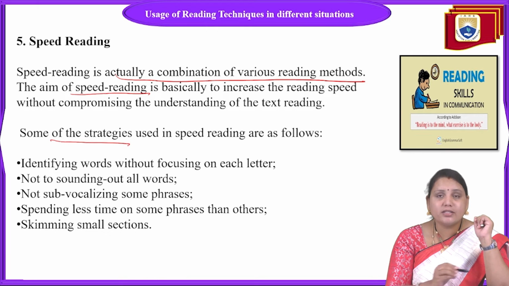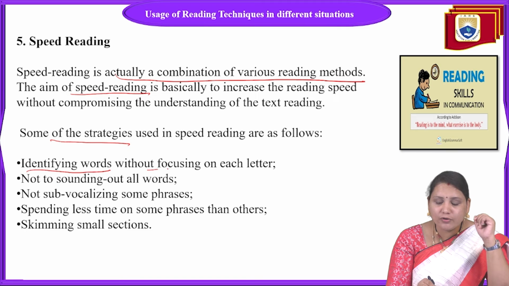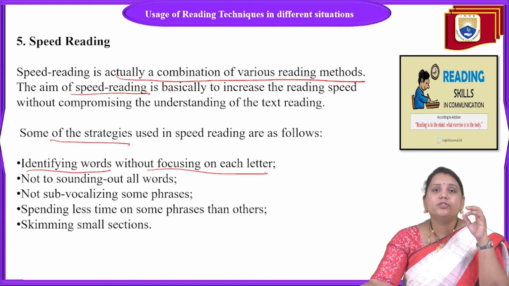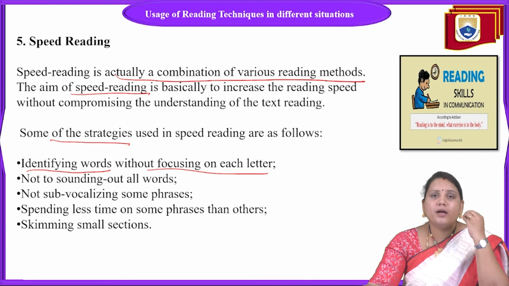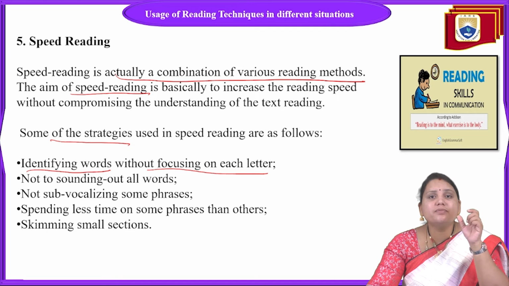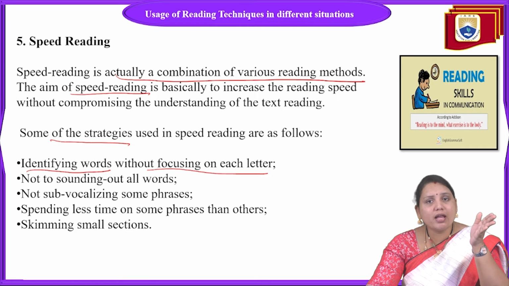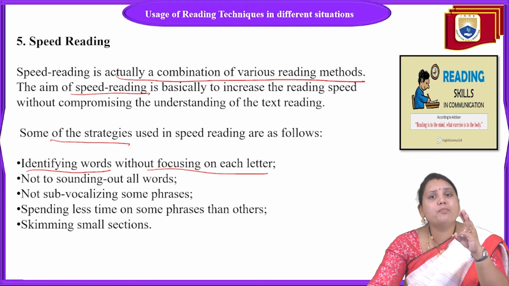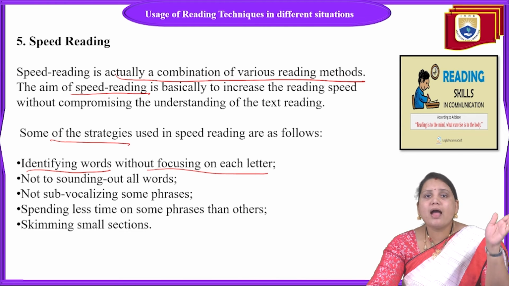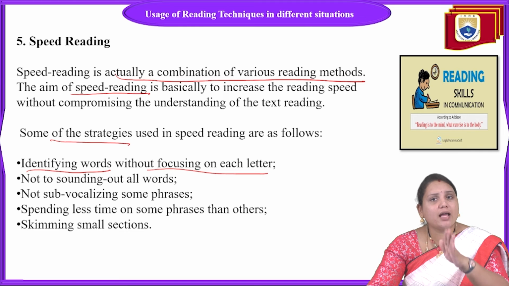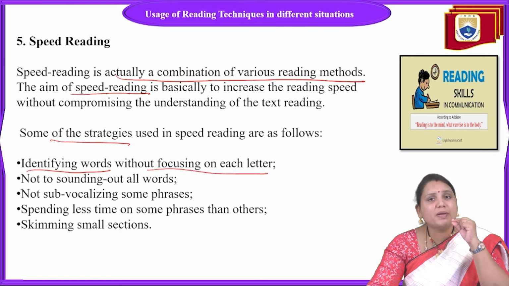Then, some of the strategies used in speed reading are identifying words without focusing on each letter. So, what are the main purpose or the main elements why we do this speed reading? One, we will try to identify words without focusing on the other content. We are reading it with having 2 or 3 important main points in our hands and we are trying to fetch it. So, we are not having any focus on any other words in that particular content and focusing specifically on some points and trying to gain attention over them.